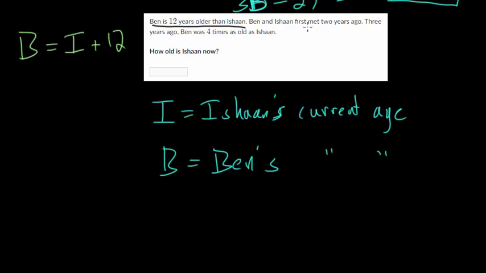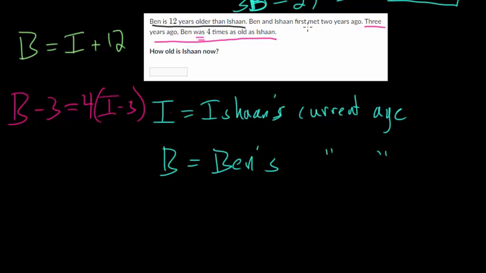And then 3 years ago, so let me change colors. 3 years ago, Ben was 4 times as old as Aishan. So that's information we can use. But again, we're talking about 3 years ago. So it's their current age minus 3. So we have that Ben was, so that's our equal sign, the verb to be. So Ben, and we're talking about 3 years ago, so his current age minus 3 was 4 times as old as Aishan. So 4 times Aishan's age 3 years ago. So we have to put I minus 3 here, because again, we're talking about their current ages minus 3 years.